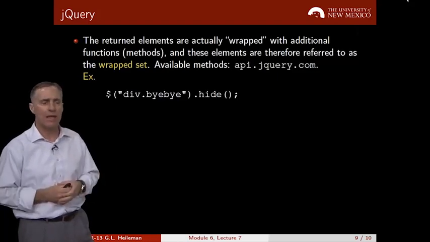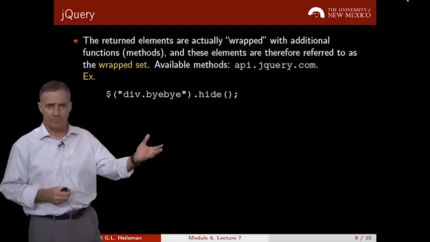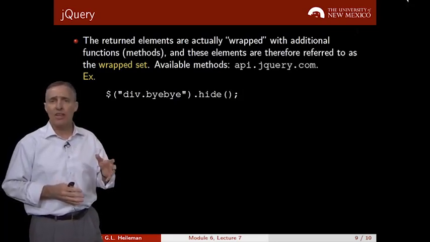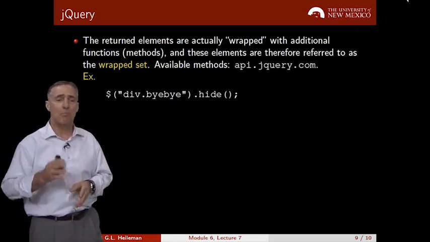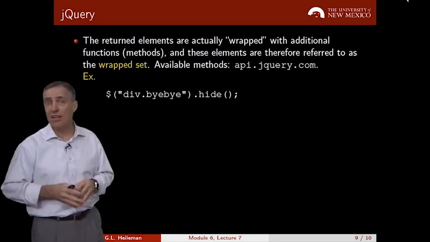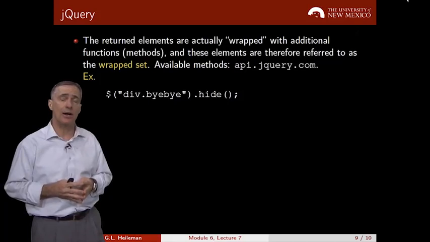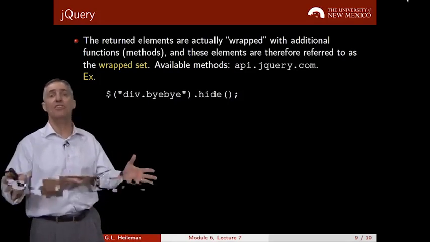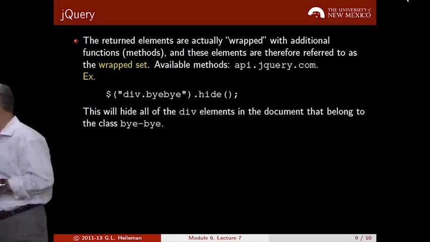So here's an example. The $ sign, and then here's the selector. I want to find the div that has the class bye-bye, and I want to hide it. If there's a div in your page that has a class called bye-bye, and you run this on it, that method called hide will actually make it disappear from the page.